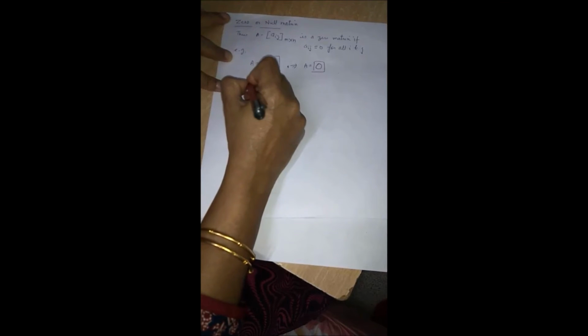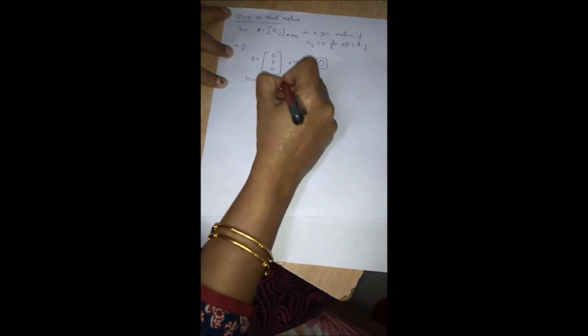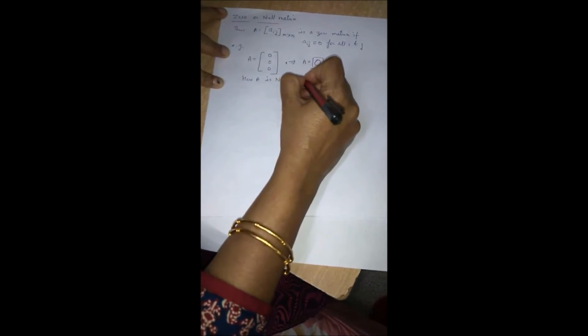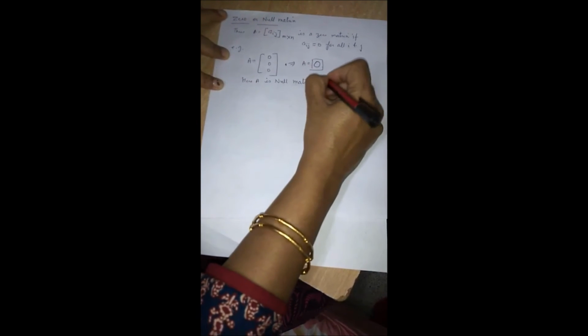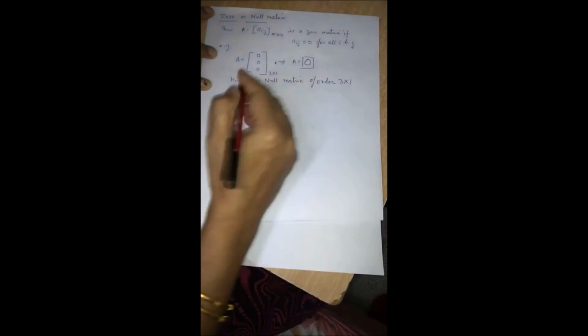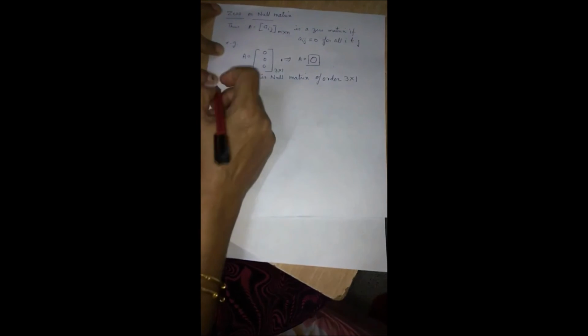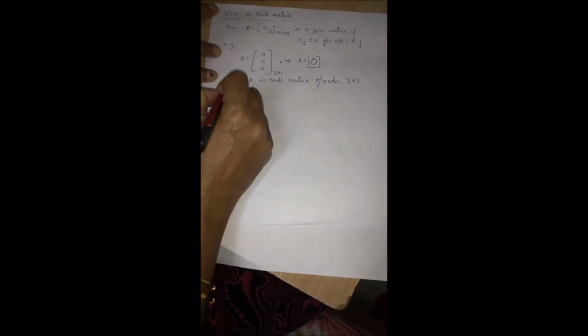Here A is a null matrix of order 3 by 1, as it consists of 3 rows and 1 column. Next is diagonal matrix.